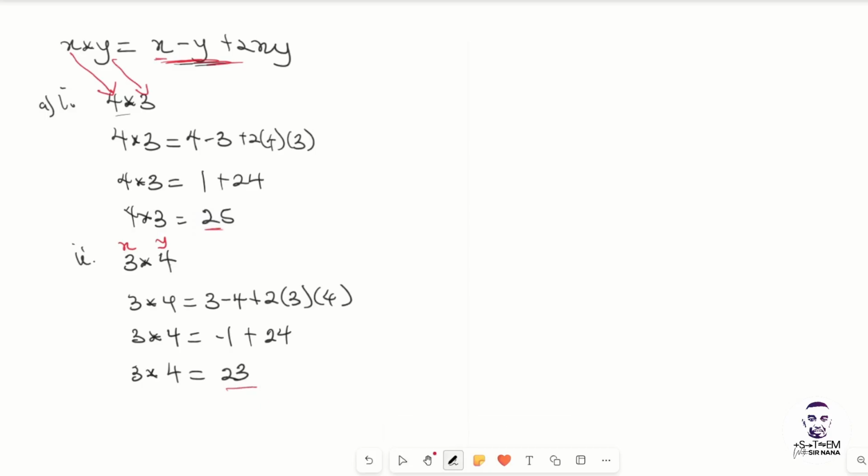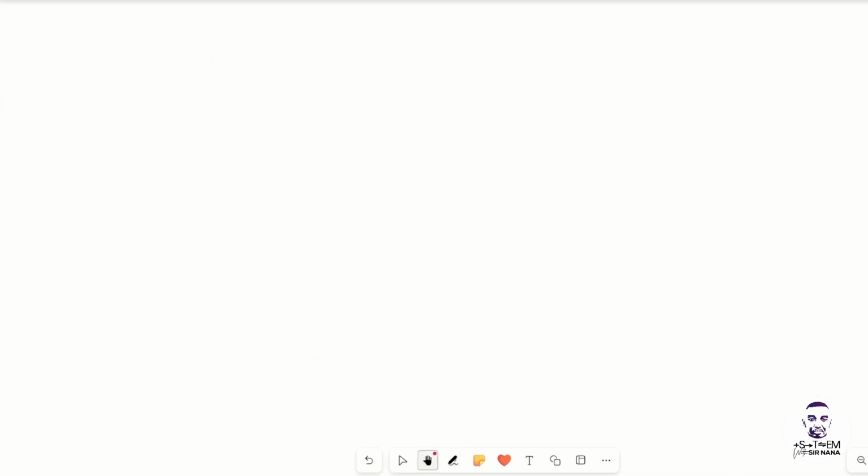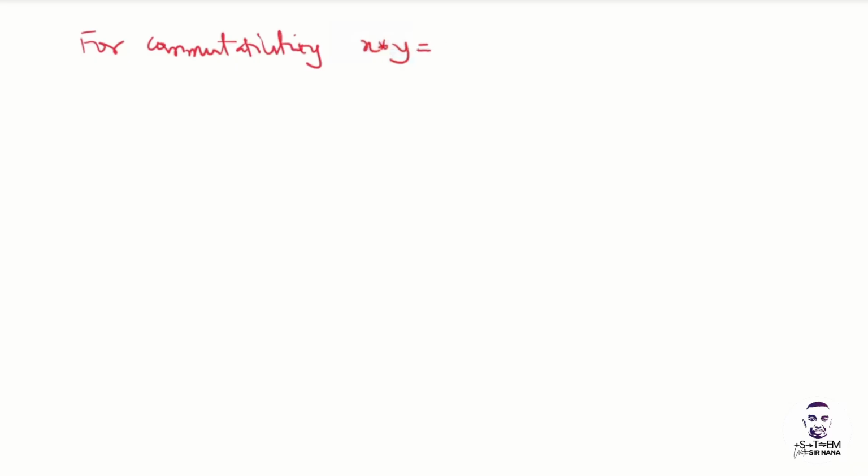But we must consider that using variables, when you are asked to determine whether or not the operation is commutative, you must use variables. So let's look at that. So we'll say that for commutativity, x operation y is equal to y operation x, where x and y belong to the set of real numbers, as has been indicated in the question. So now we want to check the first part, which is x operation y.